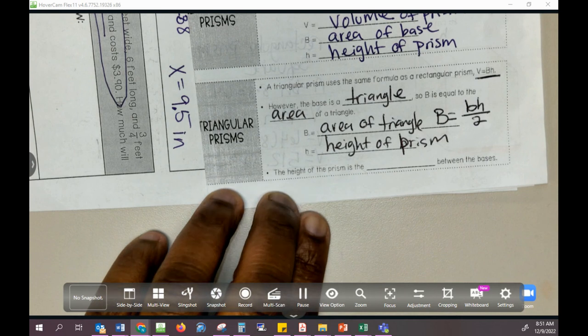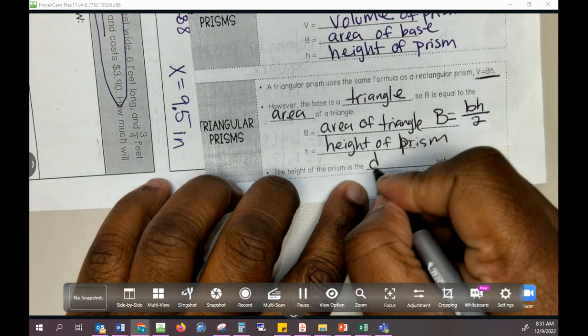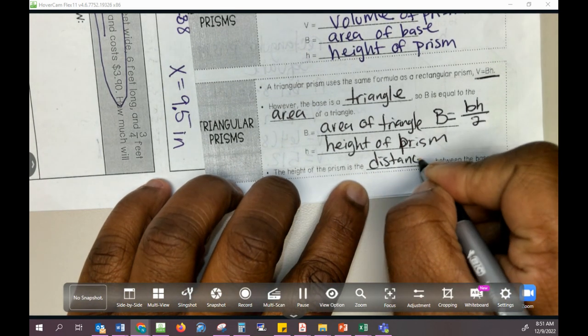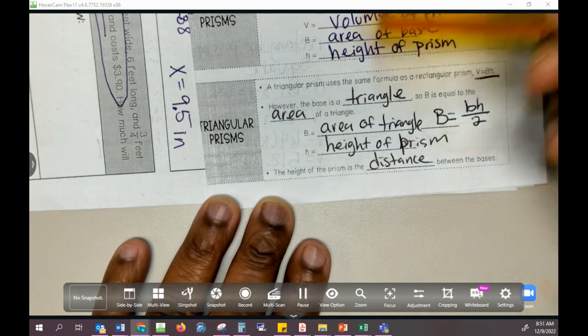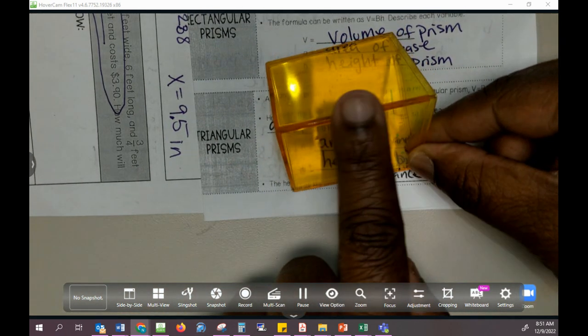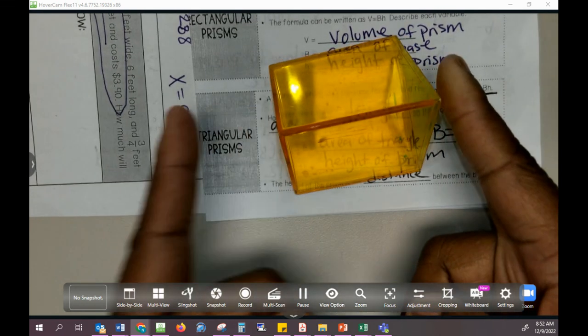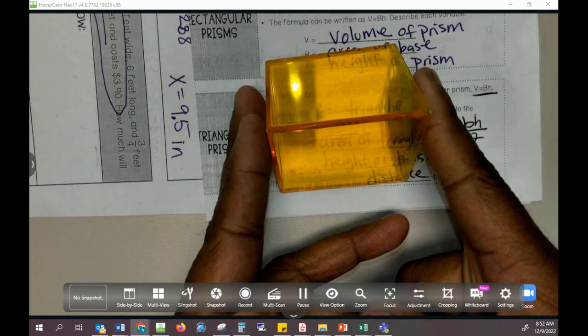The height of the prism is the distance between the bases. So on here, the height again will be the distance between the two bases because the bases will be parallel to one another.